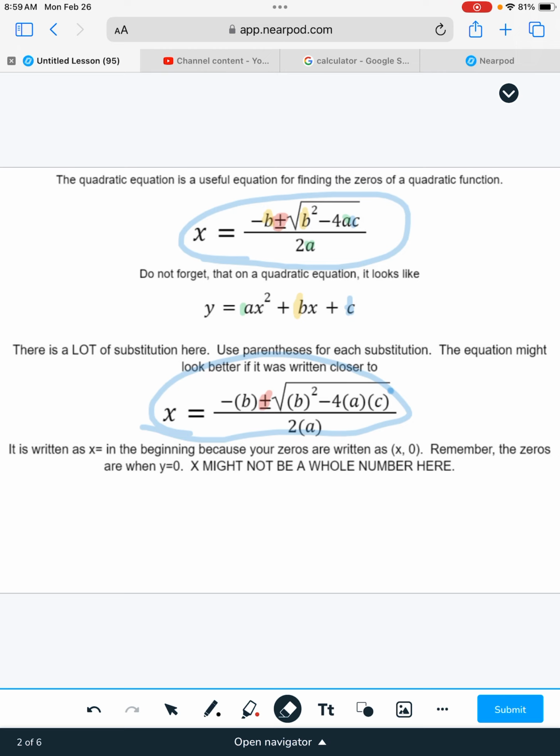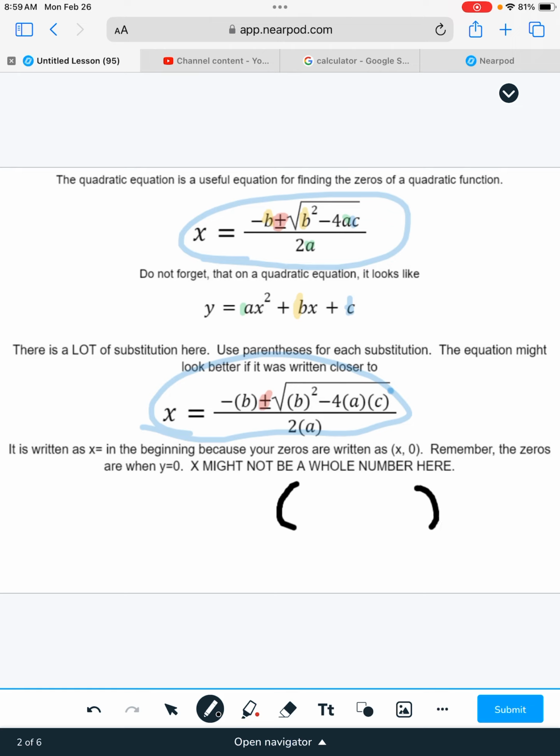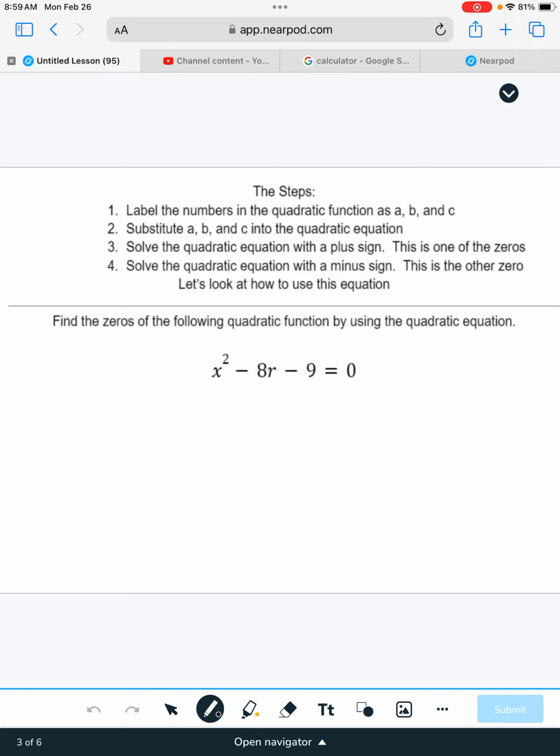Also, we're solving for x, because I don't want you to forget that in a zero, the y value is 0. The x is actually going to be a number. So everything we're solving for is the x value for that 0, okay? So let's go ahead and take a look at what this looks like. Now, I'll tell you right now, me trying to write this on the screen is going to be messy, okay? So I'm going to end up switching it to where I write it by hand today, and that's going to go a lot more smoothly, right? So it says, label the numbers in the quadratic function as a, b, and c.